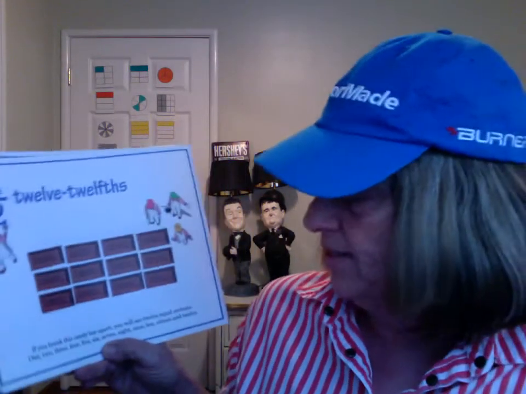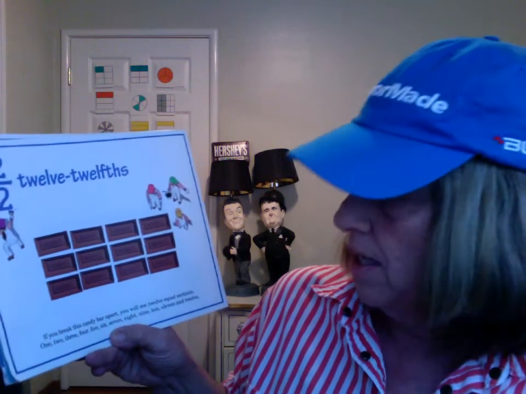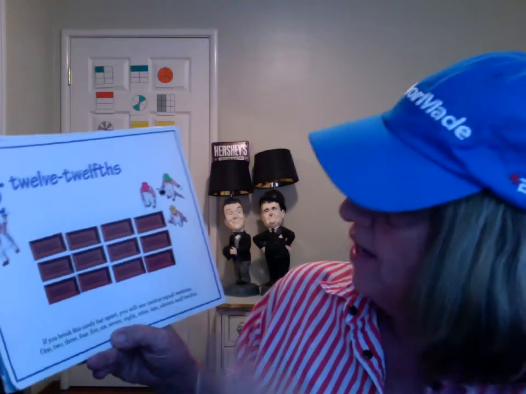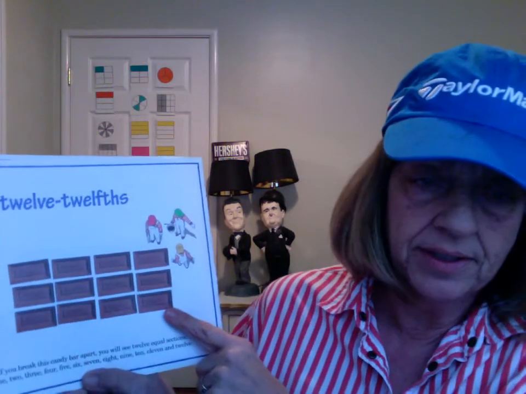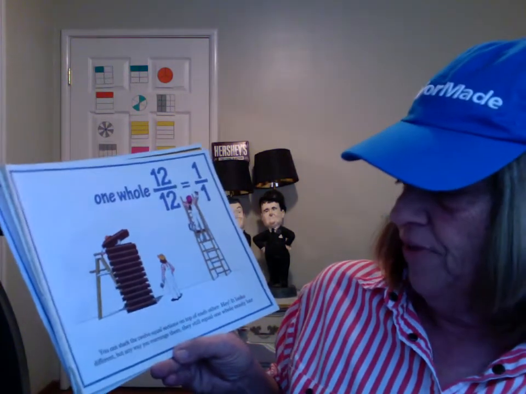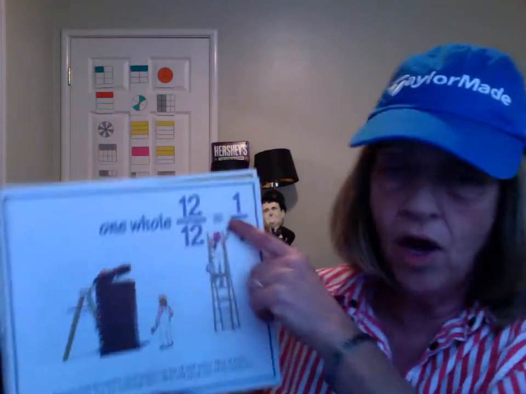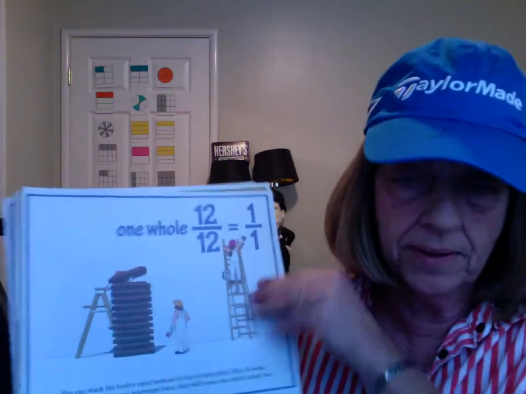If you break this candy bar apart, you will see 12 equal sections. 1, 2, 3, 4, 5, 6, 7, 8, 9, 10, 11, 12. You can stack the 12 equal sections on top of each other. Hey, it looks different, but any way you rearrange them, they still equal one whole candy bar.